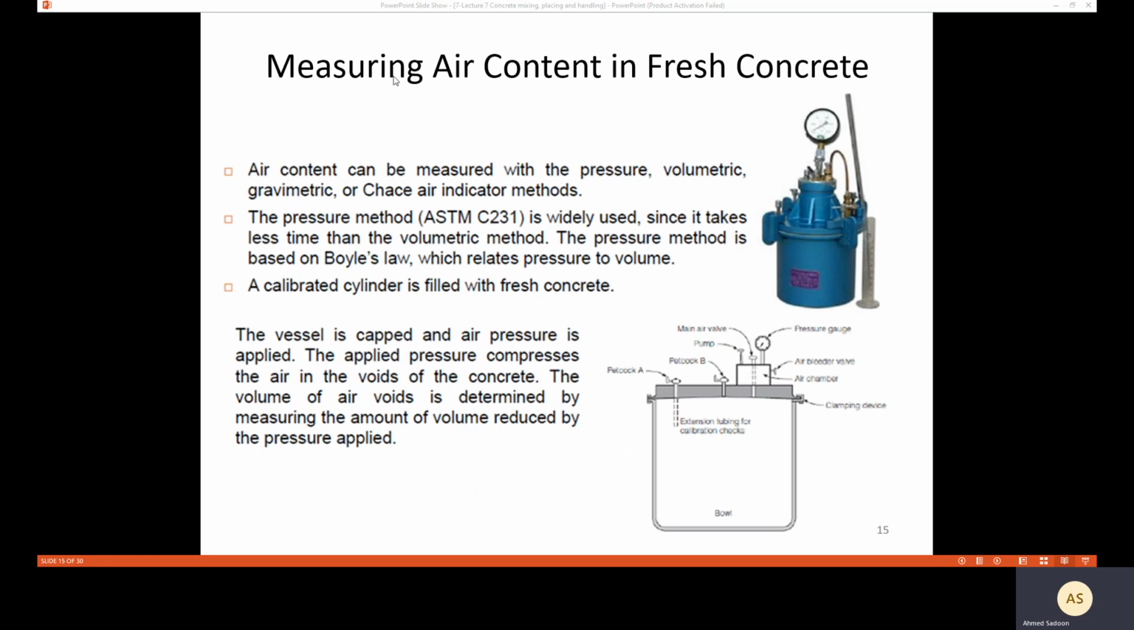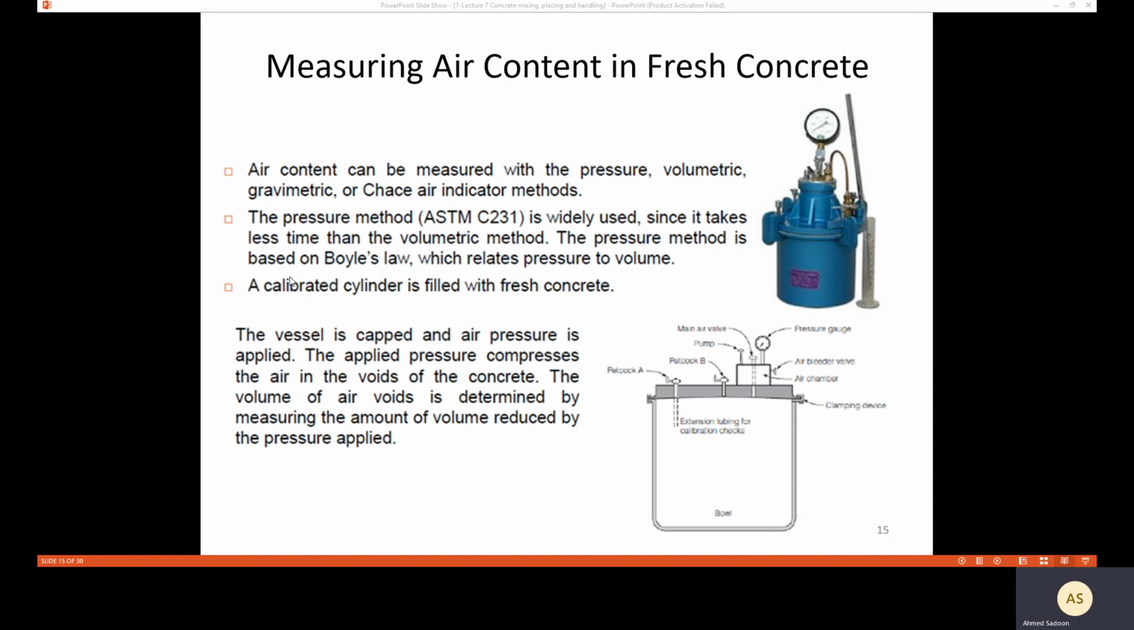Also, we have the measuring air content in fresh concrete. We need to measure the air content in the fresh concrete, and the air content can be measured using the pressure method, volumetric method, gravimetric method, or air indicator methods. The pressure method is widely used since it takes less time than the volumetric method. It is based on Boyle's law, which relates the pressure to the volume.